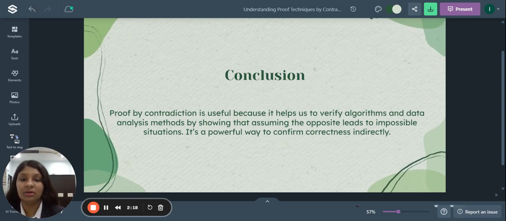It's today's last slide. Proof by contradiction is useful because it helps us to verify algorithms and data analysis methods by showing that assuming the opposite leads to an impossible situation. It is a powerful way to confirm correctness indirectly.